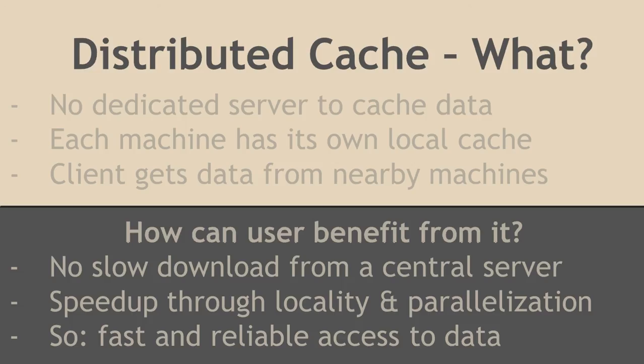In a distributed cache, there is no slow download from a central server most of the time. There is speed up in downloading through locality and parallelization, because we can get data from nearby machines like in a local subnet, and we can get data simultaneously from several machines, and it's fast, it's reliable.